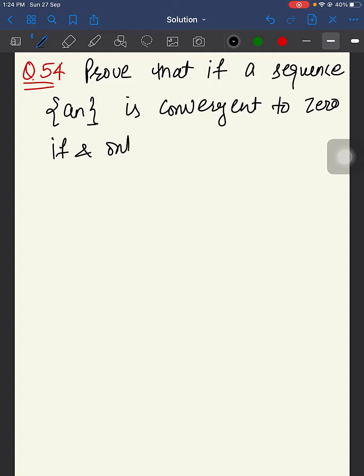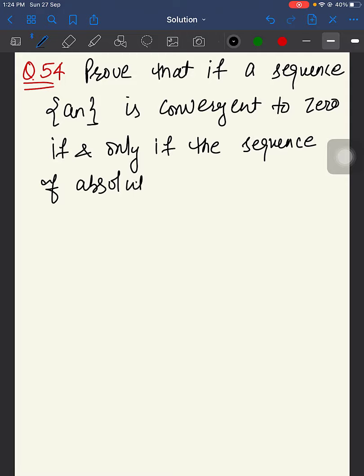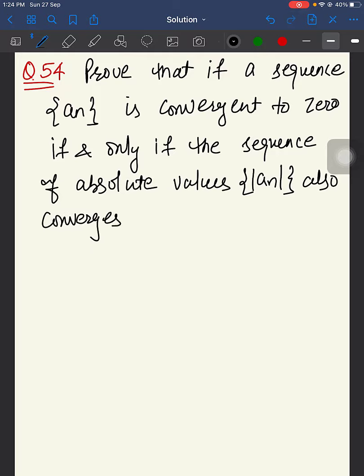if and only if the sequence of absolute values mod an also converges to 0. That is pretty much easy to prove. We can prove it in a few steps, right? So let me prove this for you.